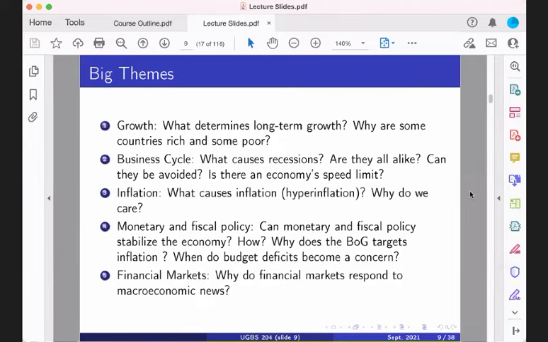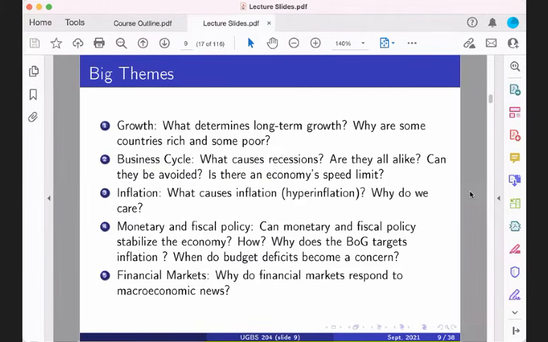Monetary and fiscal policy. What is monetary policy and what is fiscal policy? Can monetary and fiscal policy stabilize the economy? How? Why does the BOG target inflation? And why is it that it is the BOG that should be interested in how to manage inflation? What is the main objective of the BOG? BOG is Bank of Ghana. So these are things we'll try.